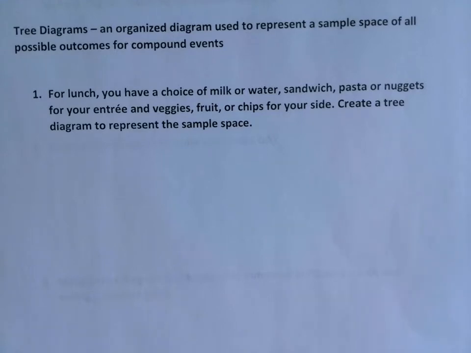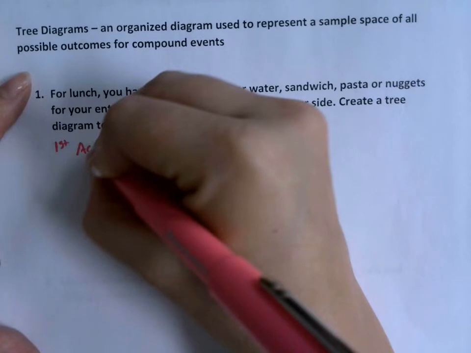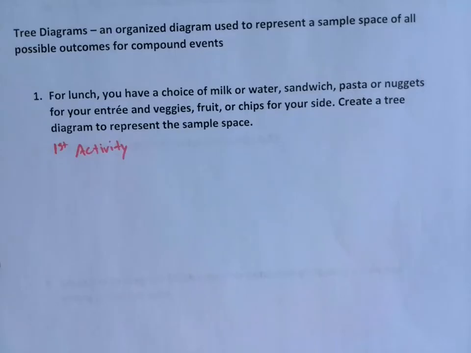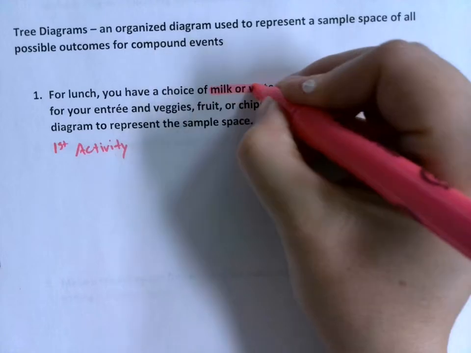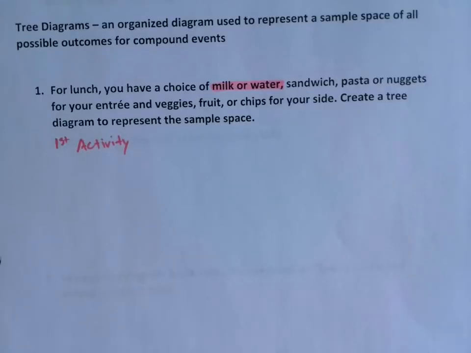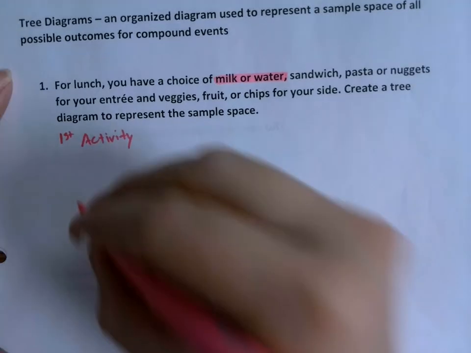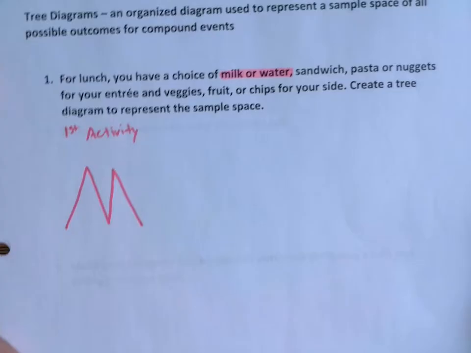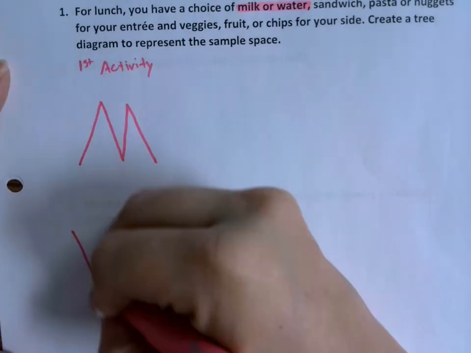our first activity is to choose a drink. That's our first activity here, choosing a drink, which is milk or water. So we happen to have 2 possible outcomes for our first activity. So I'm going to go ahead and just write M, and yes, I'm going to be using that whole space, and W. M stands for milk, W stands for water.